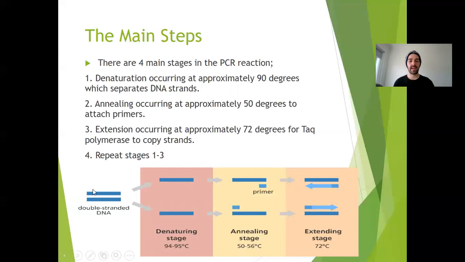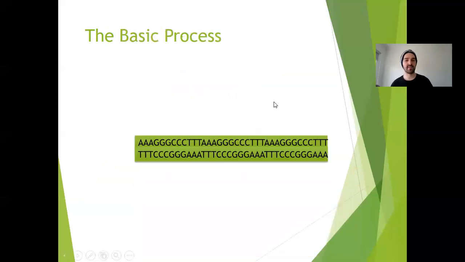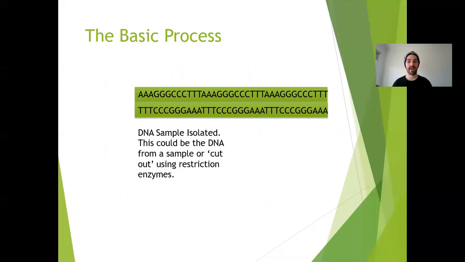So you can see in our diagram, we've got denaturation, annealing, and extending. The stage that isn't shown is stage 4, which is just a repeating process. We repeat it over and over again. So we'll get stuck into the different steps. The basic process is that we have our DNA sample. This might be a sample that we've taken from, let's say, a crime scene, or it could be a certain part of DNA that we've cut out using restriction enzymes.